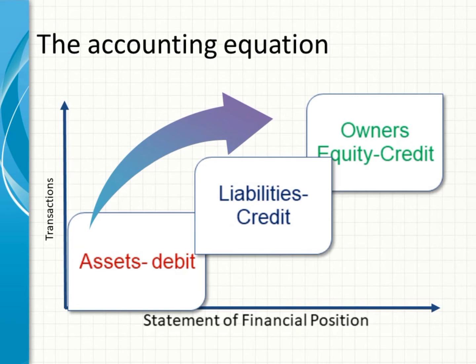So if there is an increase in every account, like for example the assets account, we will write it on the debit side. If there is a decrease in asset account, we will write it under credit side. And it's the same for the liabilities and owner's equity. So it is very important for you to memorize its normal balance.